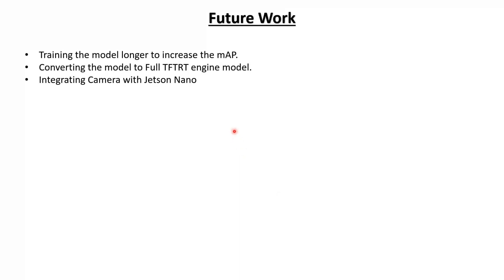So in future, yes, longer training time is required. Converting this model to a full TF-TRT engine will be able to take the FPS to a higher level. I am currently working on that, and then on integrating a camera with the Jetson Nano, which I couldn't do yet. Then I will use the camera from the Jetson Nano to detect objects in real time. So that's the future work that I want to do.